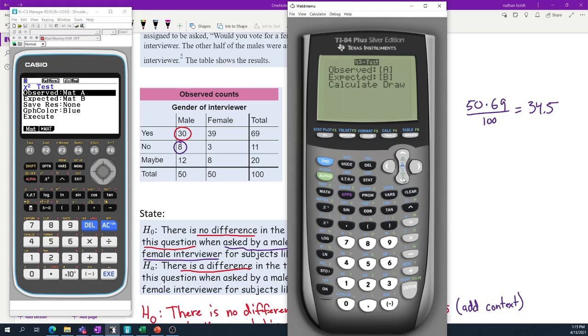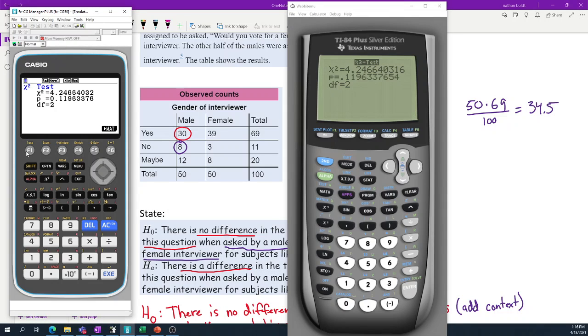The expected values. So here's a nice thing. It's going to do that for you. So it's not asking you where they are. It's asking you where do you want it to put them. So it doesn't really matter what you put there, just so you know what's there. So we're going to go looking for the expected values in matrix B. And then you can either calculate or draw, whichever one you like. I'm going to do calculate this time.